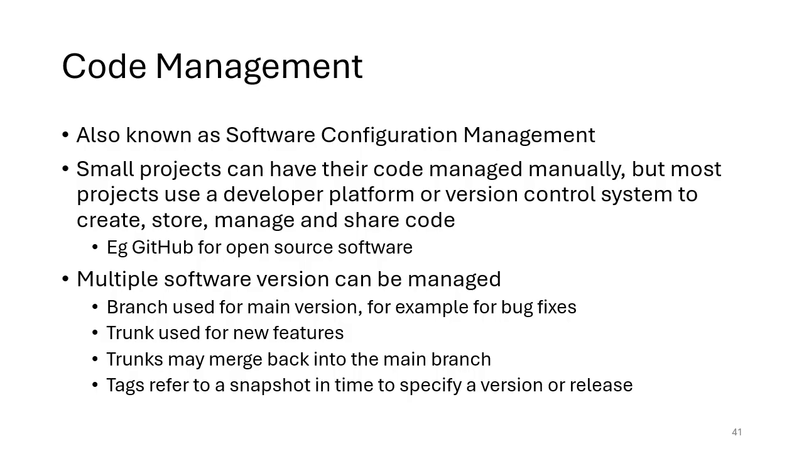So you could have the branch, which is used for the main version, and that's where you'll have any bug fixes as well. And the main version or the branch, that's what you use to issue to your users. The trunk is where you start by then merging off different branches and adding new features. And the idea of having trunks is they can be merged back into the main branch once you've satisfied them. But trunks can also go off to be their own application as well.